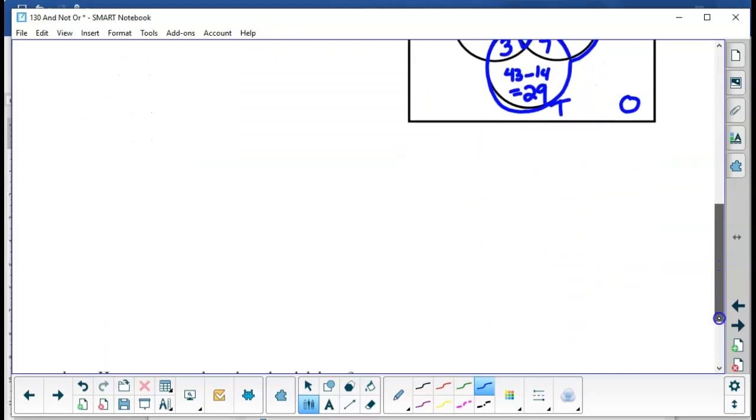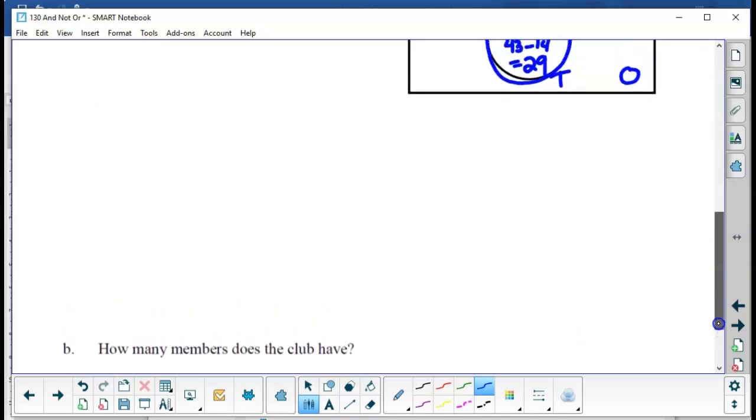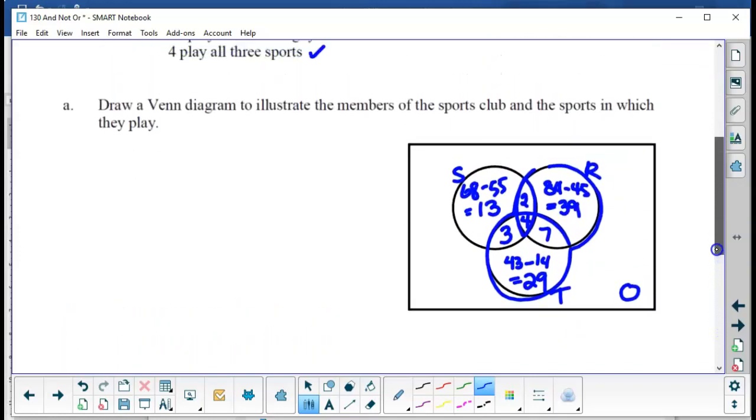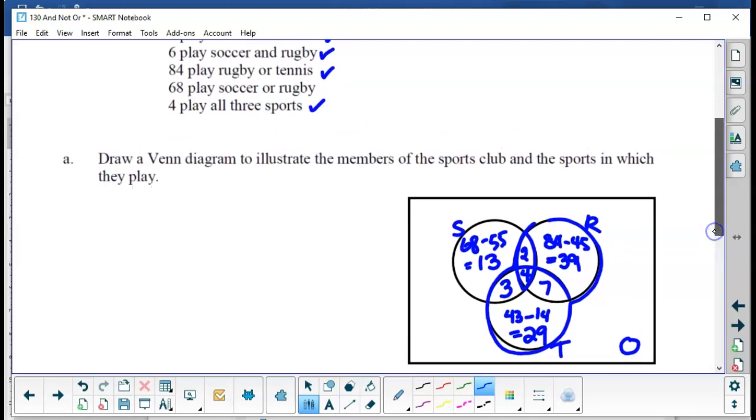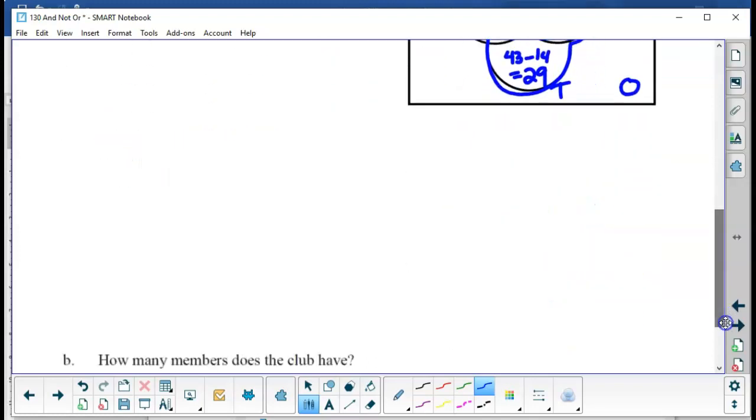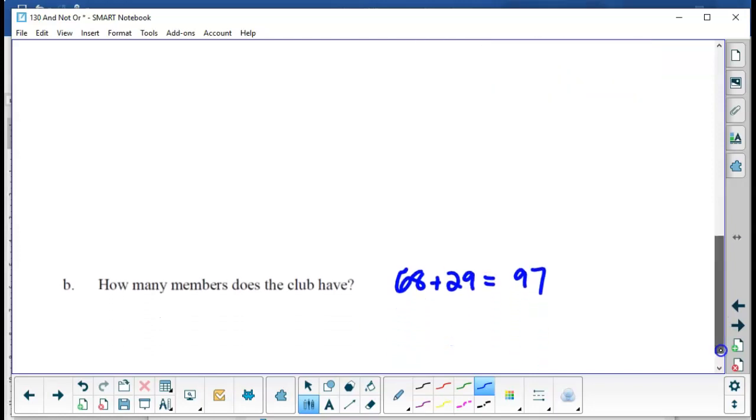So then it says, I think it asks you, how many members does the club have? So you'd add them all together. Faster way would be, you already know, for example, soccer or rugby is 68. So then we just add 29. So 68 plus 29 is 97. So 97 people in the club. Okay, and that's it.